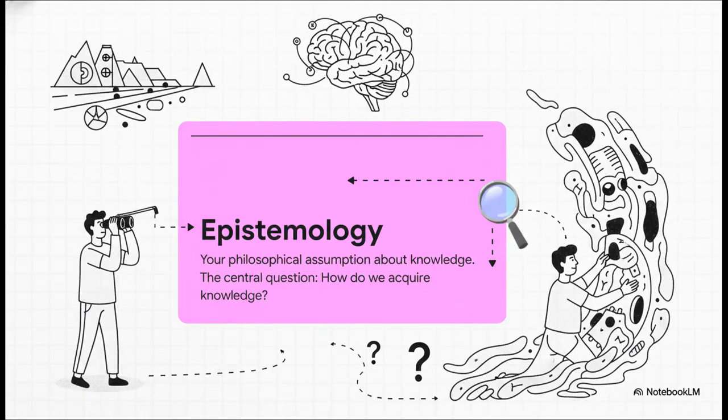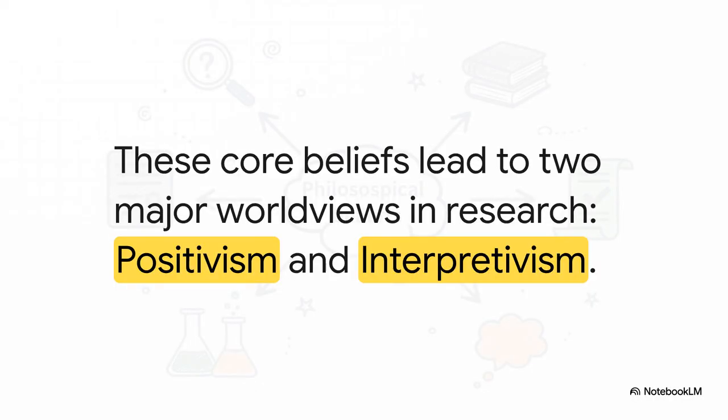So once you've decided what you think reality is, the next logical question is, well, how can we possibly learn anything about it? How do we acquire knowledge? Is knowledge something we can get by standing back and measuring it objectively from a distance? Or do you have to get in there, interact with it, and experience it to truly understand what's going on? That's epistemology. Now, your answers to those two huge questions, what is real and how do we know things, are going to funnel you down one of two major paths.